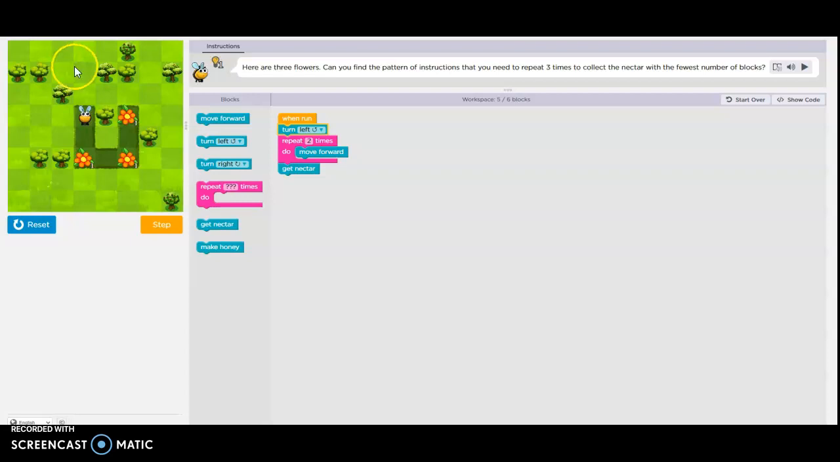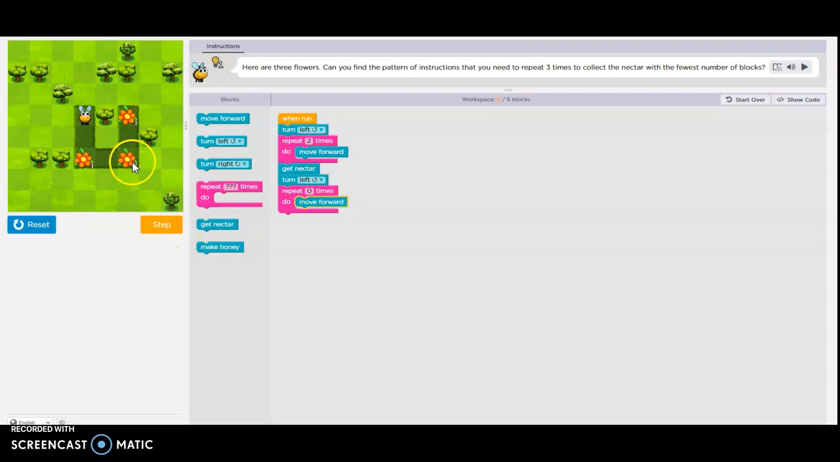Okay? So it's in front of me, so it would be the opposite. From my view it would be right, but if I turn it in the bee's direction, it would be left. So I'm going to put left, and it's not going to move forward. It's just going to change the direction it's going. So remember to put the move forward block, and I have to move forward 2 times. So I could use the repeat block again, put 2 times, and add the move forward block.